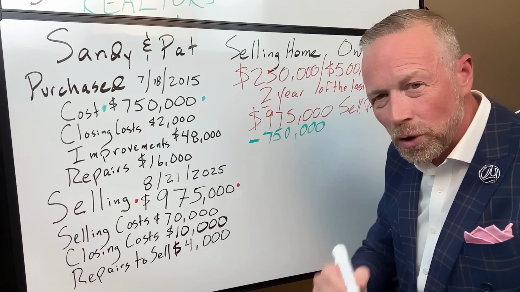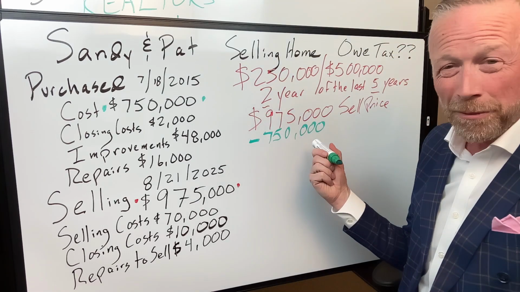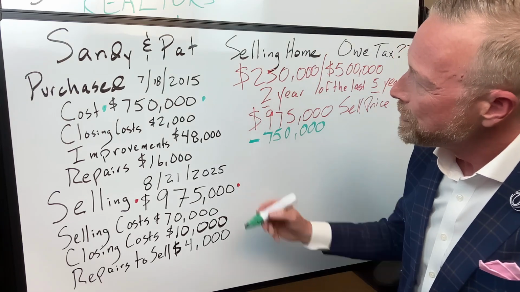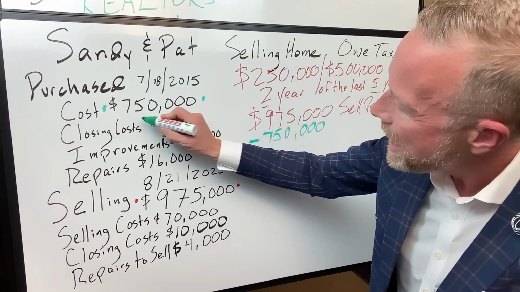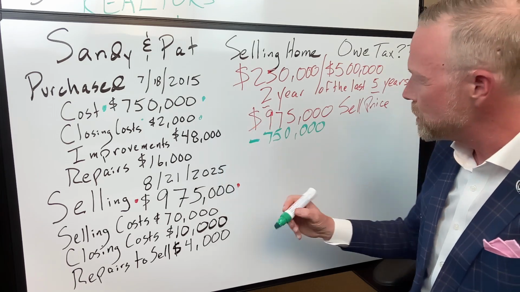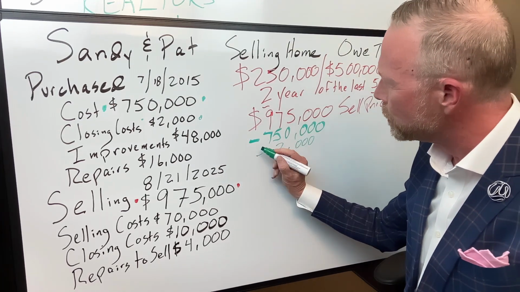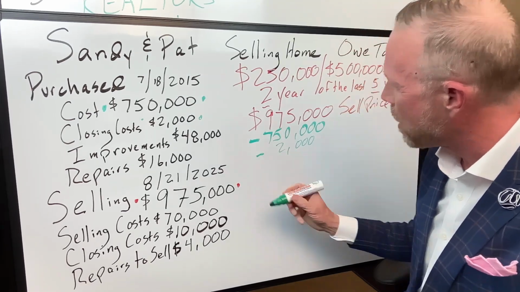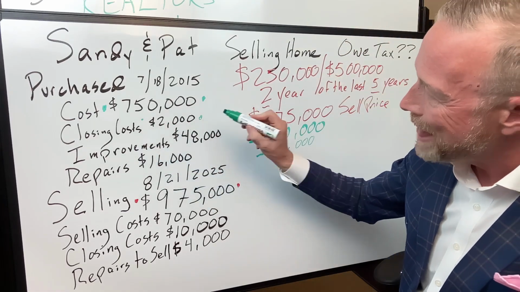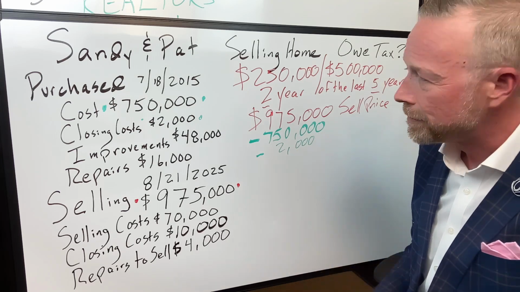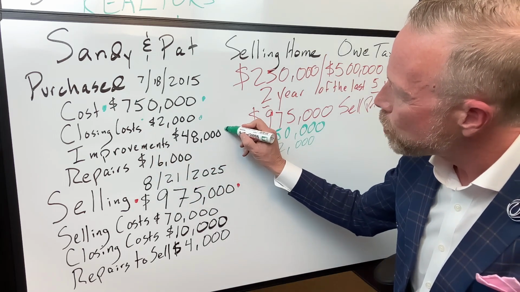So we would subtract $750,000. Now remember I told you to get that worksheet. So if you're like, well, I can't read that, well, you've got a worksheet. They had closing costs when they bought it of $2,000. Now, if you're a realtor and you're thinking there would have been more than 2,000, don't get caught up in that. All I'm saying is closing costs when they bought it. It's a subtraction.